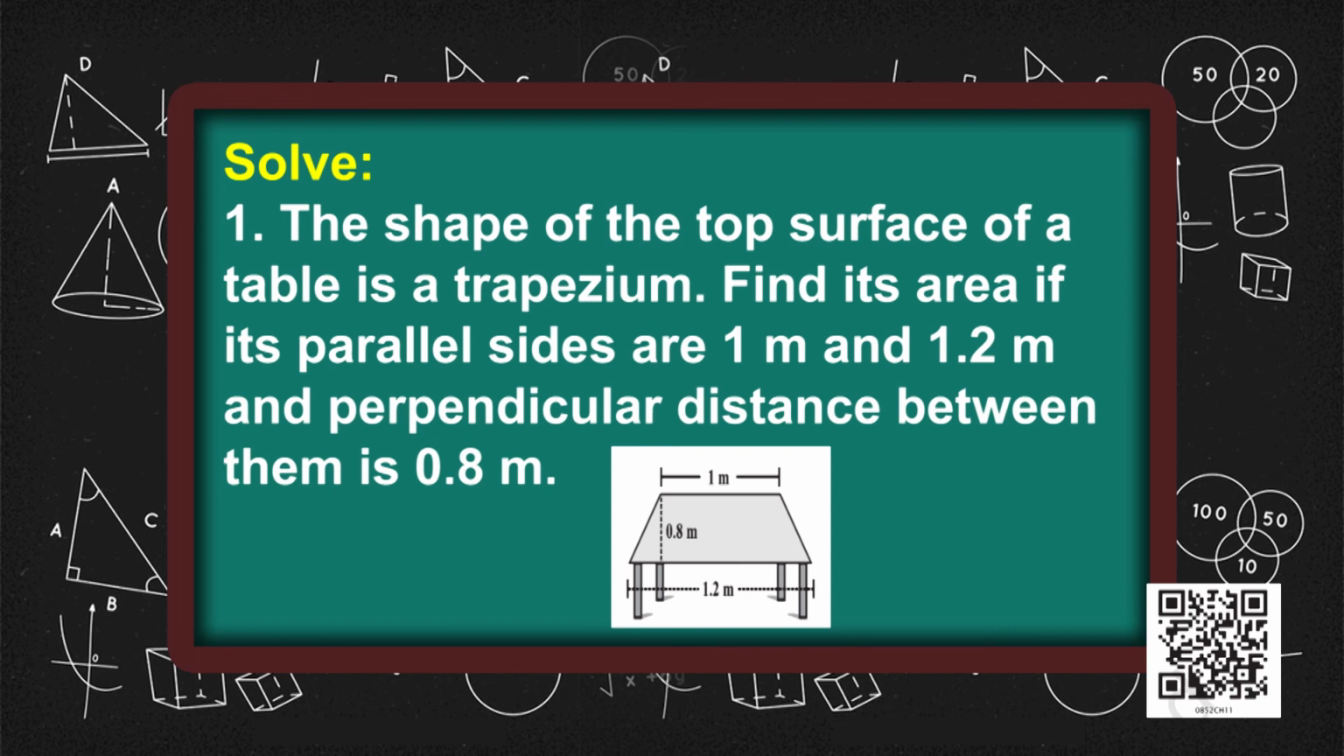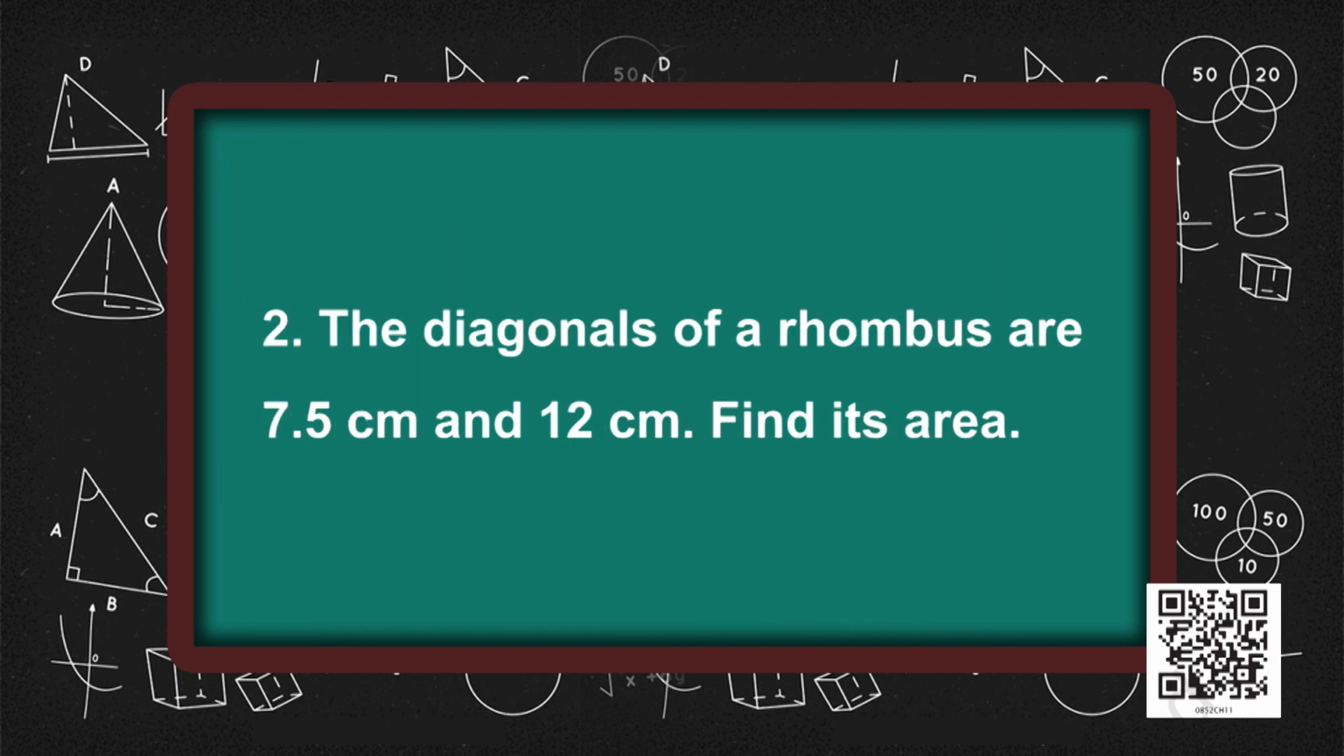Solve. The shape of the top surface of a table is a trapezium. Find its area if its parallel sides are 1 meter and 1.2 meter and perpendicular distance between them is 0.8 meter. Second one, the diagonals of a rhombus are 7.5 centimeter and 12 centimeter. Find its area.